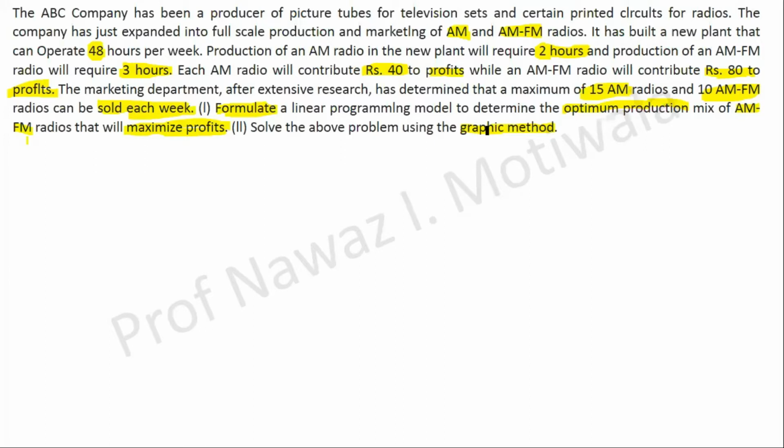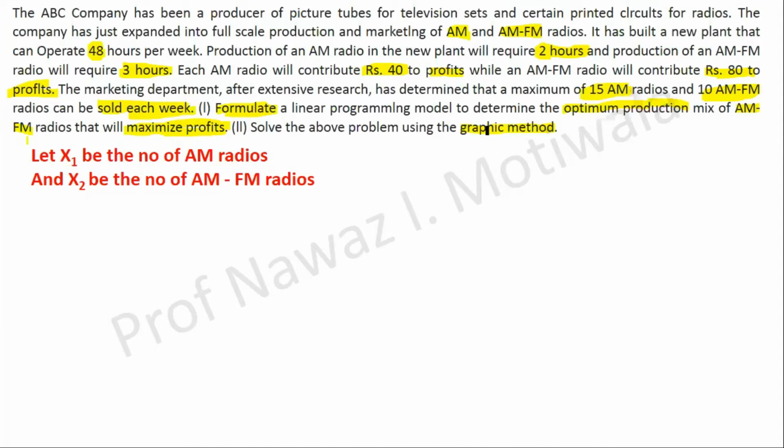As I said yesterday also, this kind of formulation is easy when we draw a table and put the data from the statements into a tabular form. So let me make a table now. Before that we will assume something. As it was asked how much the optimum production mix should be, I will assume that X1 is the number of AM radios and X2 is the number of AM/FM radios. And now I will tabulate the data like this.